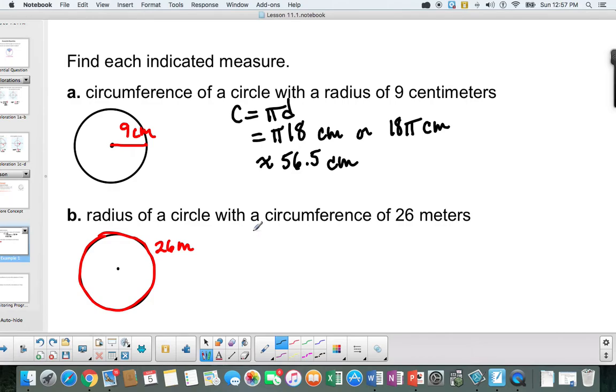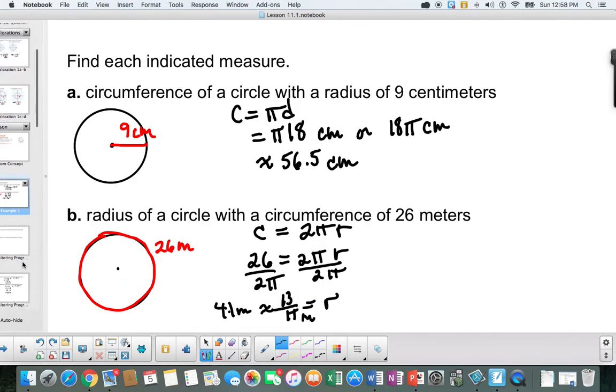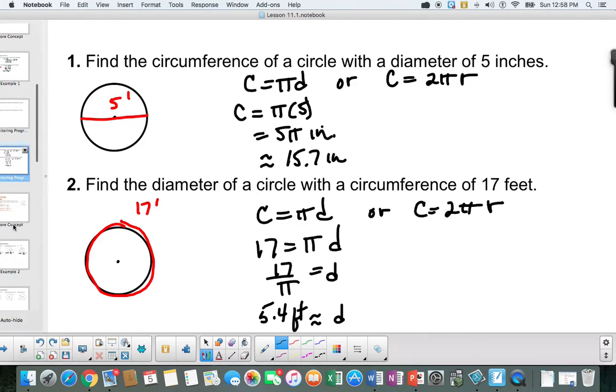Now what if I have the circumference? So in this formula, C equals 2 pi r, and I have my circumference is 26, and I'm looking for my radius. So I'm going to divide both sides by 2 pi, and when I go ahead and reduce, my radius will be 13 over pi, and that'll be in meters. Now if you want to round that and put it in the calculator, the answer is about 4.1 meters. And again, that's about what you get when you take 13 and divide it by 3. That would be a good estimation to use. Okay, your turn. And here are the answers.